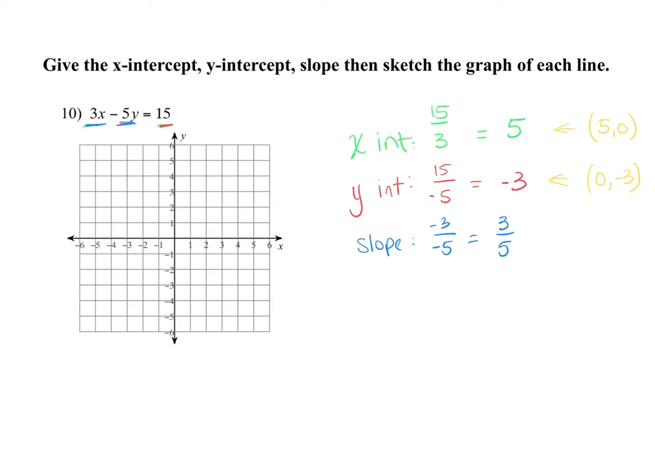So to graph them, I can go to the +5 on the x-axis, the -3 on the y-axis, and then I can just connect those dots. Arrows at the end indicate it goes on infinitely, and that is my graph.